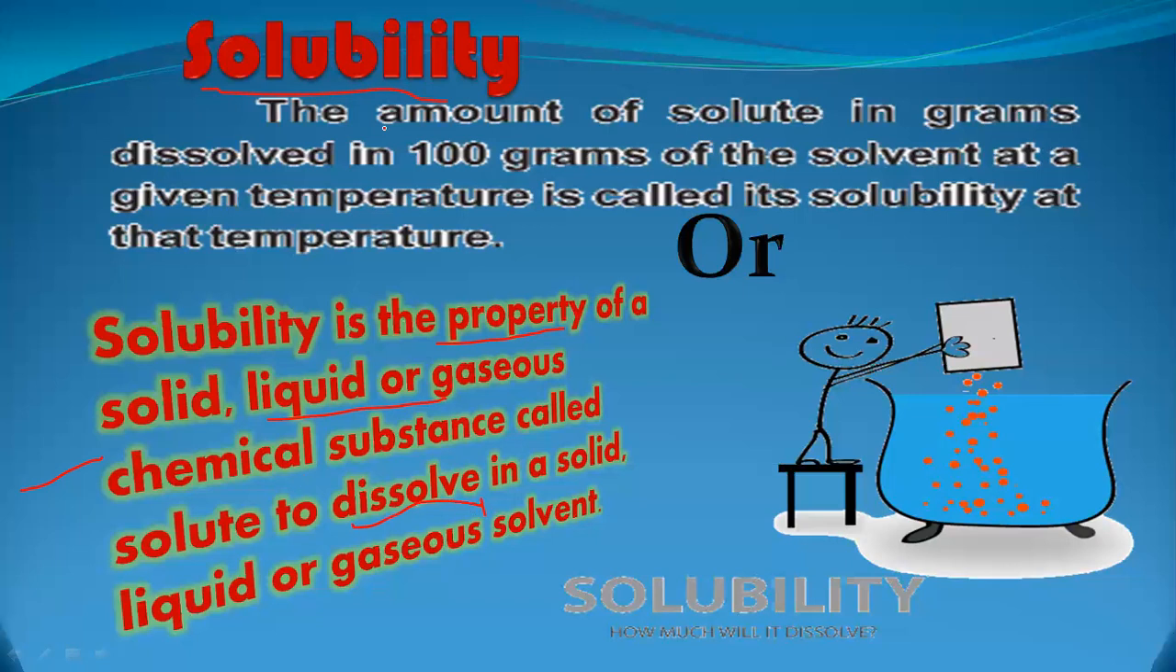So chemically, if we define the solubility, it is the amount of solute in grams, which is dissolved in 100 grams of the solvent. But what is the condition? At a given temperature. The temperature must not be increased or decreased. At the specific temperature, it has to be dissolved. How much quantity of the solute will be dissolved, but the quantity can be measured in grams or any other numbers, and it is dissolved in 100 grams of solvent.